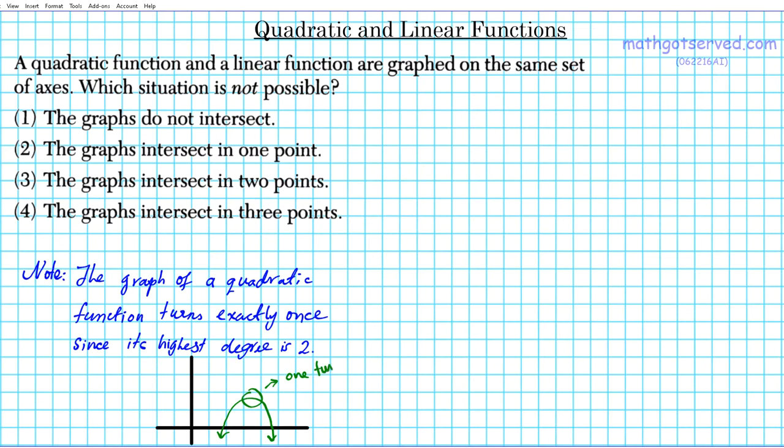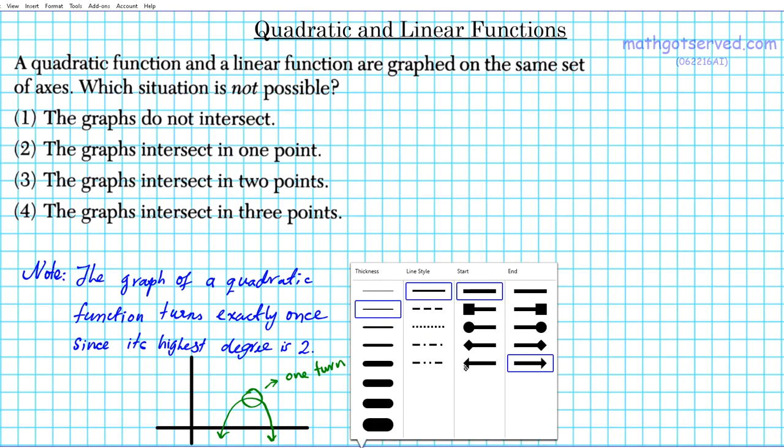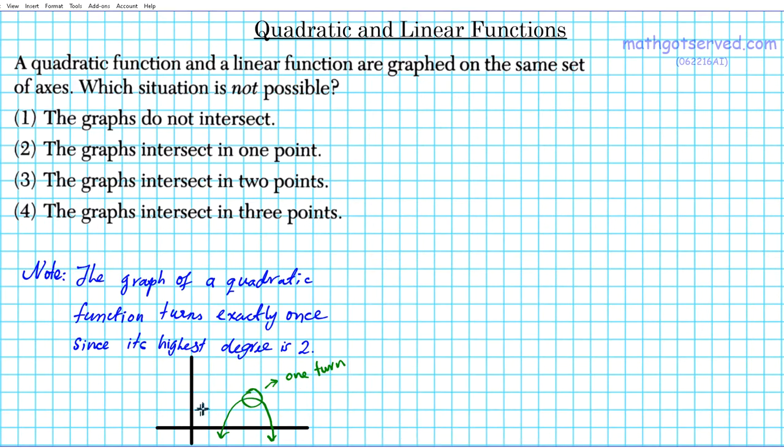for a quadratic function. And then if you have a linear function, guess what? Since the highest degree of a linear function is 1, you have 0 turns. A line just goes straight, it doesn't look back. So this is a quadratic function, and this is what the graph looks like with 1 turn. A linear function has 0 turns. So which of these scenarios is not possible?